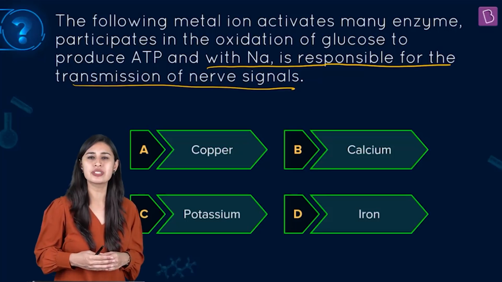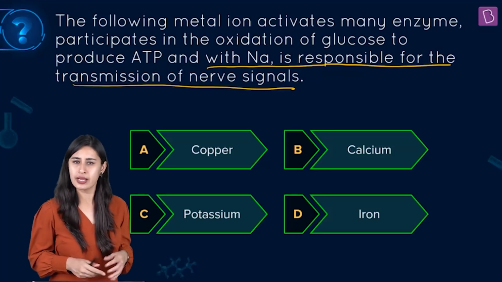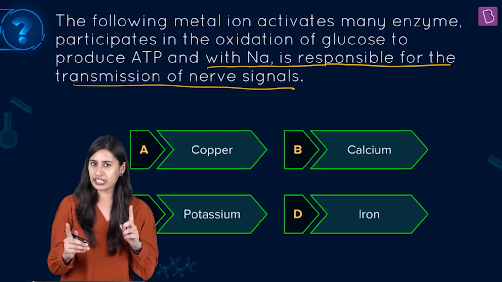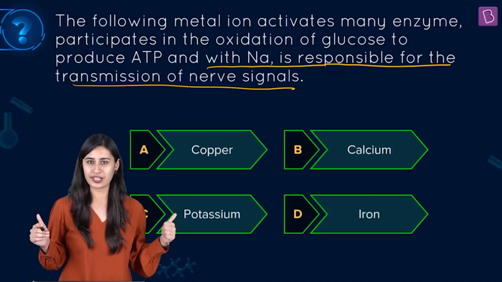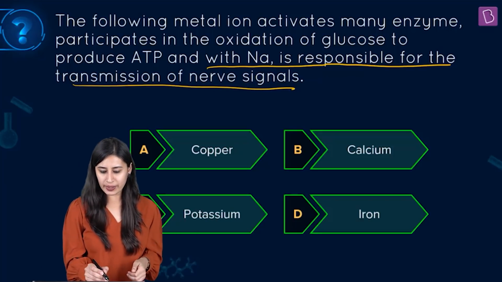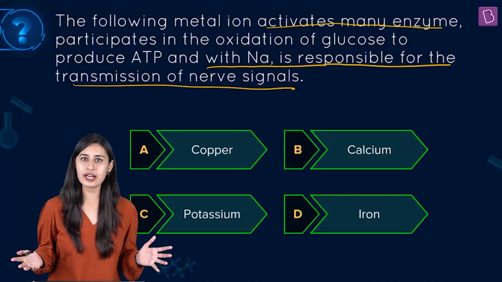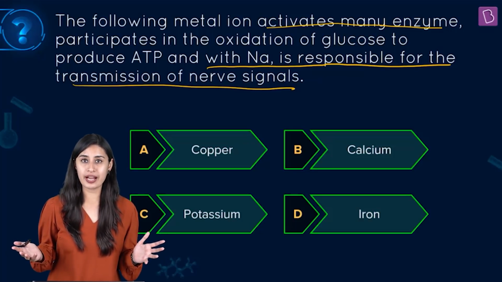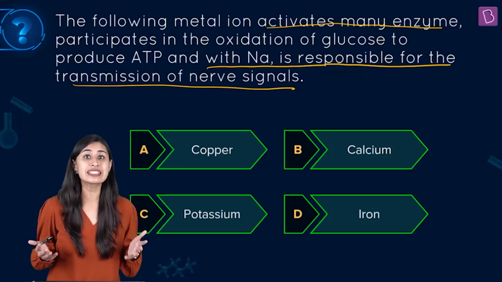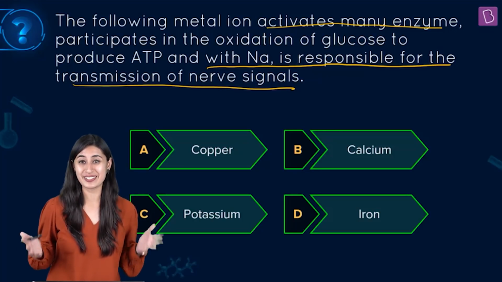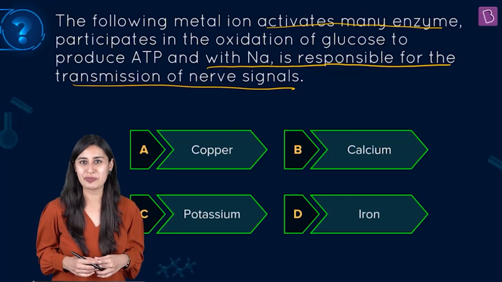And you being biology students, I'm sure you can nail it the moment you see it, right? But let's understand each and every line of this as well, so that we can never get it wrong if a question like this comes. So the following metal ion activates many enzymes. In fact, the potassium ion is responsible for activating around 60 plus enzymes. So around 60 enzymes are activated by our very own potassium ion.